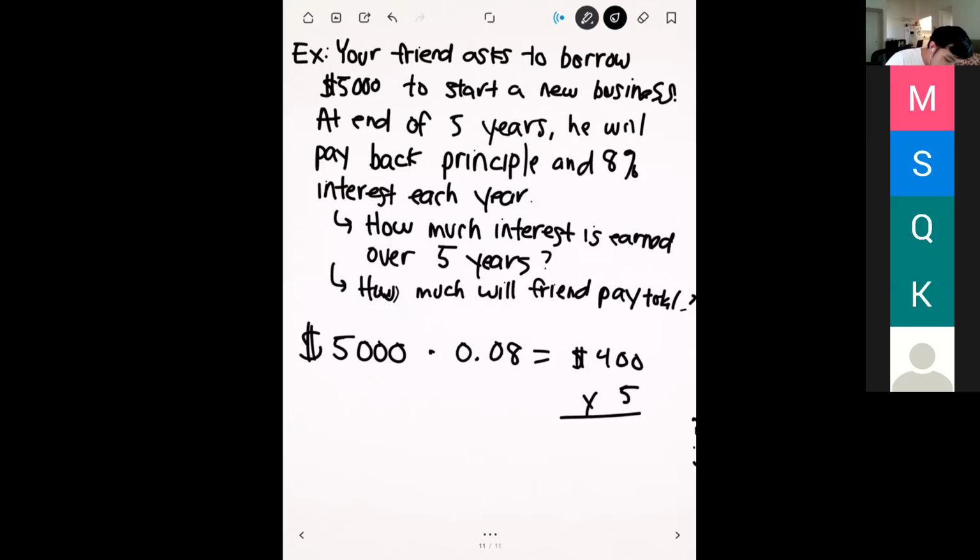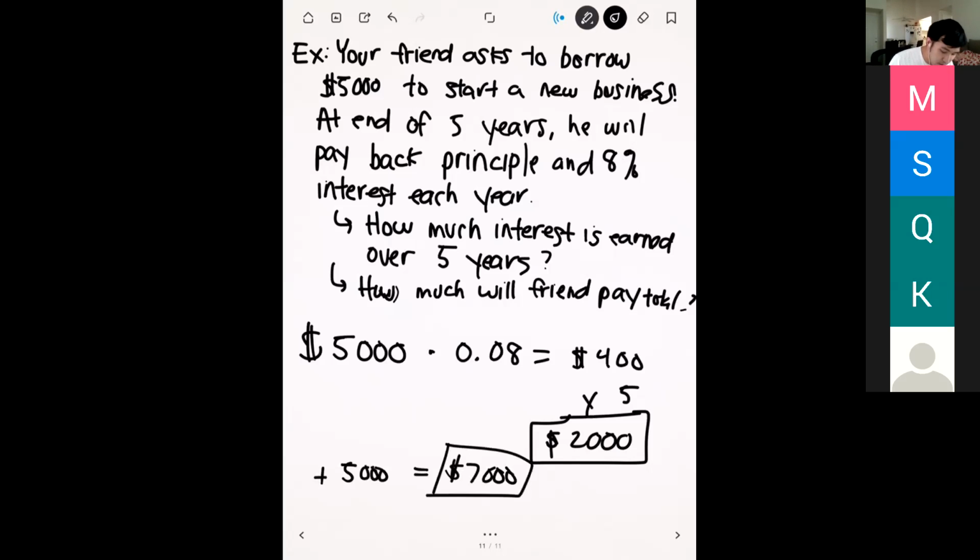the total amount of interest that your friend is going to pay you is $2,000. Okay, so pretty straightforward. It's just multiplying numbers. And so if we add this to the initial principal of the loan, so we add this to 5,000, this means at the end of 5 years, your friend is going to give you one lump sum of $7,000. Okay.